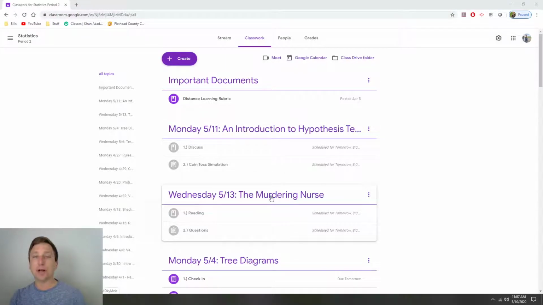And then on Wednesday, you have what's called the Murdering Nurse. It is a scenario, a mini case study of sorts, where you're going to go through a reading and then submit some questions in response to what you read. The reading's about 9 pages. That's going to take up a majority of the time this week. Just take the time to read through it. I think it should be pretty interesting. I thought it was interesting at least, so hopefully you find some engagement in that. After that, only 4 topics this week.